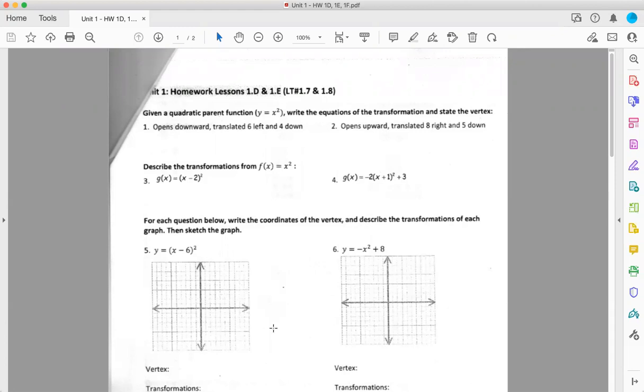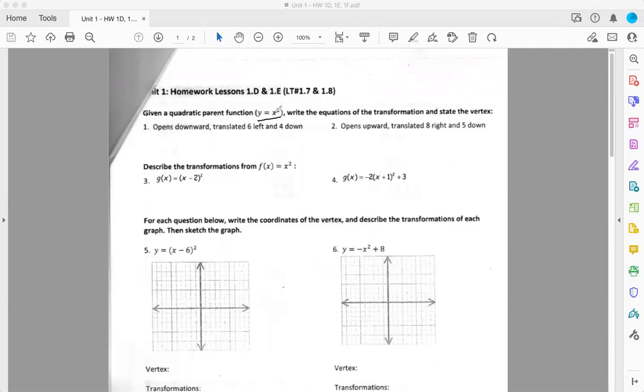Basically, remember the parent function is the mother function, the main function. This unit is about quadratics, and the parent function for all quadratics is y equals x squared. Just remember that. It means it's the original one, the main one, from which we do transformations.